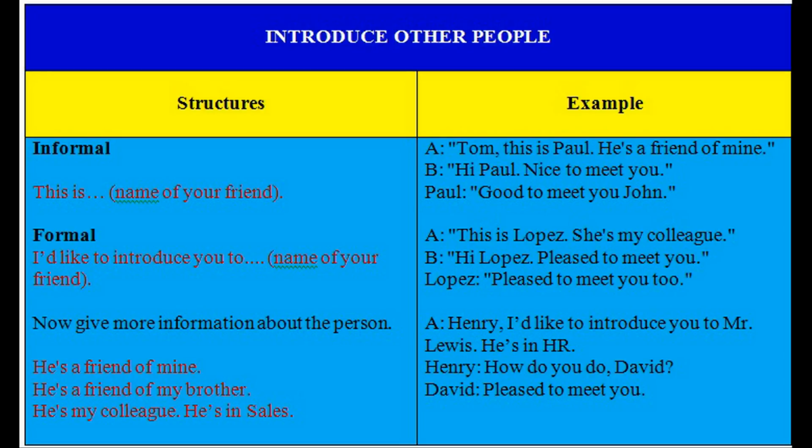A is introducing B to Paul. A says, Tom, this is Paul, he's a friend of mine. And B says, hi, Paul, nice to meet you. And Paul says, good to meet you, John. Another example, A, this is Lopez. She's my colleague. And B, hi, Lopez, pleased to meet you. And Lopez, pleased to meet you too.